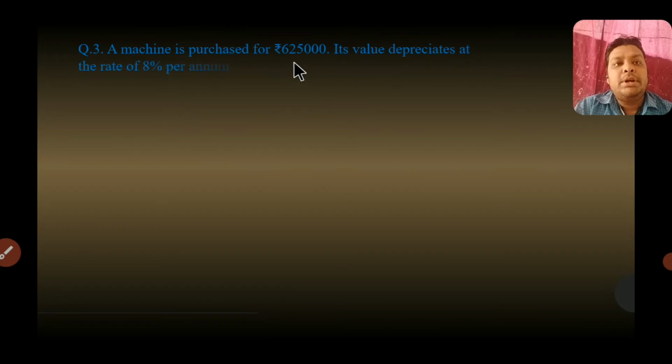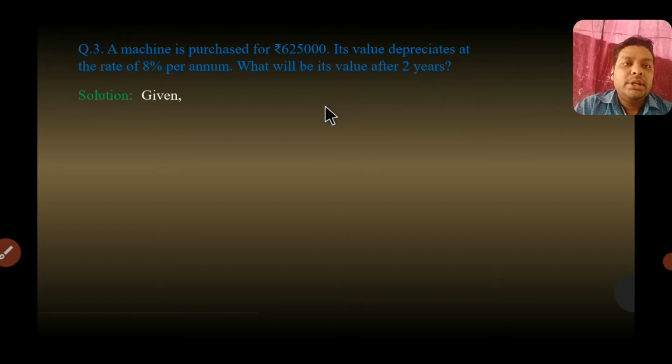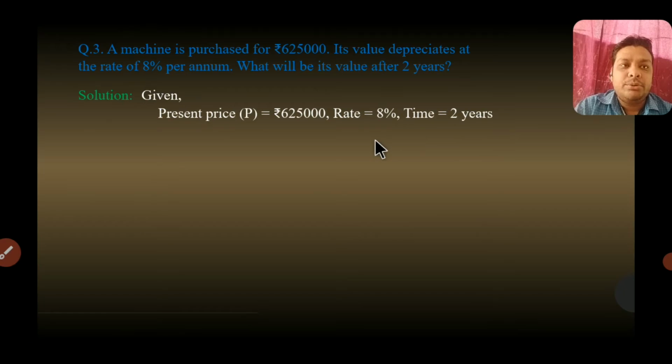Now in this question you can see here in question number 3, a machine is purchased for rupees 6,25,000. This is the current rate of the machine, but after some time the value of the machine depreciates at the rate of 8% per annum. So if the person wants to sell this machine after 2 years, then what value will they get? So let's see. Now given the current price of the machine is rupees 6,25,000, rate 8%, the time 2 years.